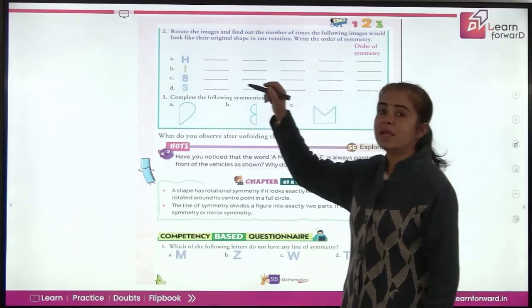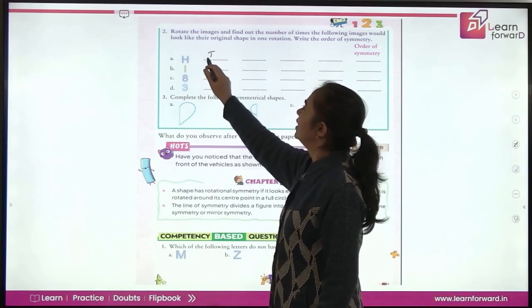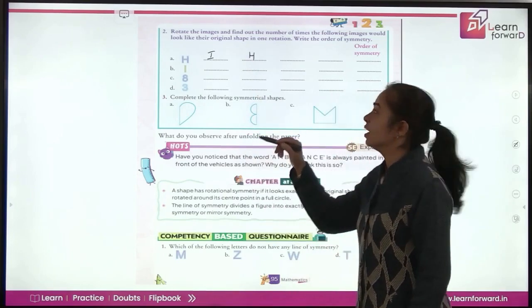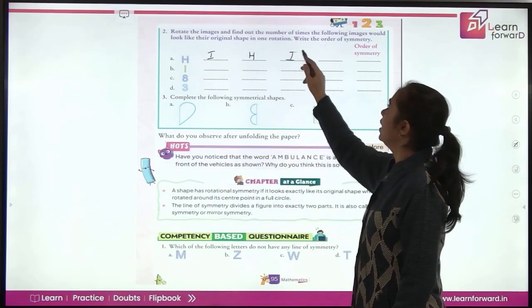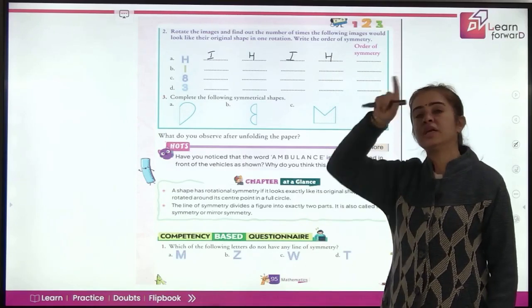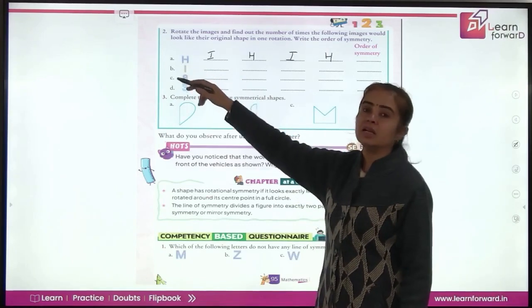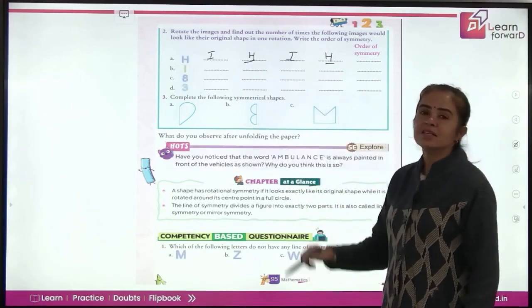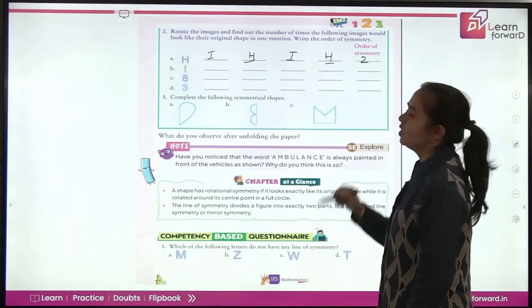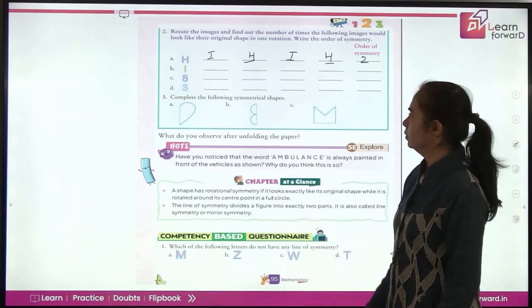And here you have to rotate the image and then make it also. So if you rotate H, how do you get it? It becomes I. Again when you rotate it becomes H. Again when you rotate it becomes I, and then it becomes H. So what is the order of symmetry? When you rotate it through a full circle, how many times do you see it is identical to H? Here and here. So it is order 2. What is the order of symmetry? It is 2. Similarly, you will be doing the other parts, children.